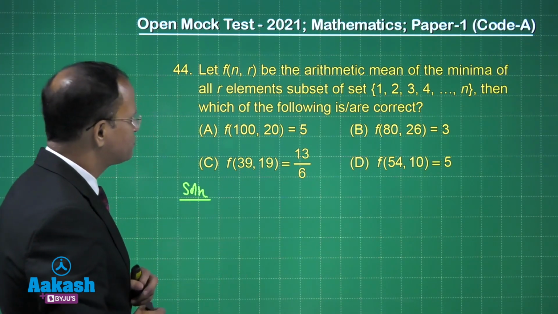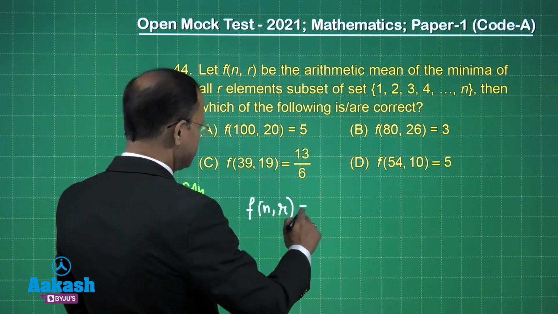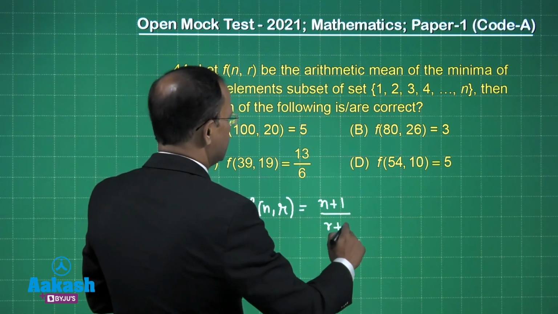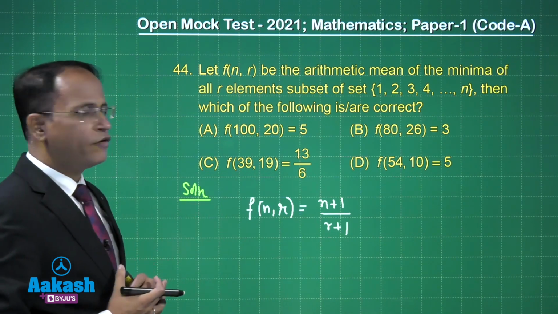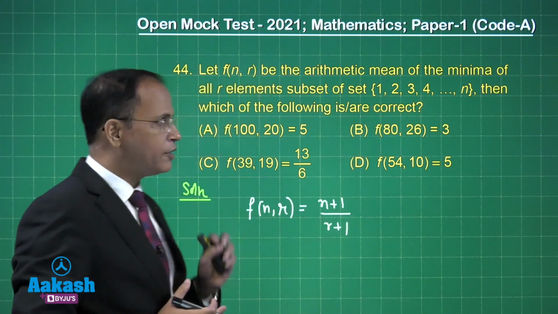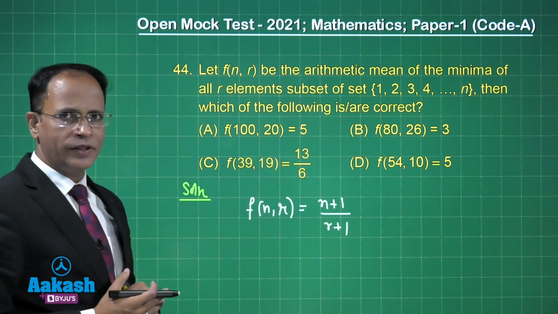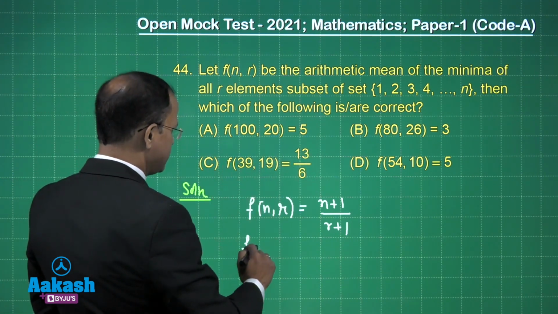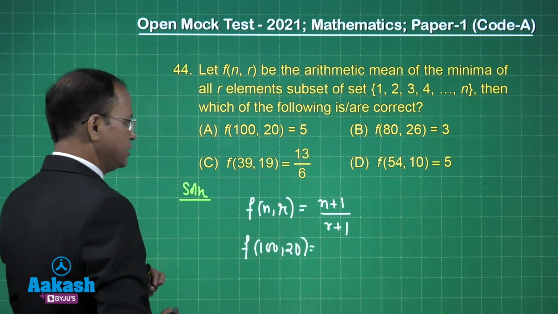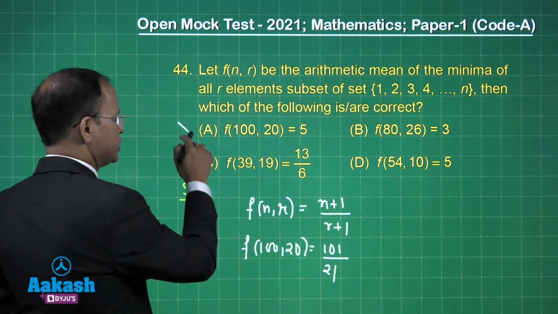For that, we have a formula for f(n, r). We have n plus 1 divided by r plus 1. This is the arithmetic mean of the minima of r element subsets of the set 1, 2, 3, 4, 5 up to n. So we can just check, and the calculation can be taken care of in this case. This is 100 comma 20. This is going to be what? 101 upon 21. So the first one is not correct.